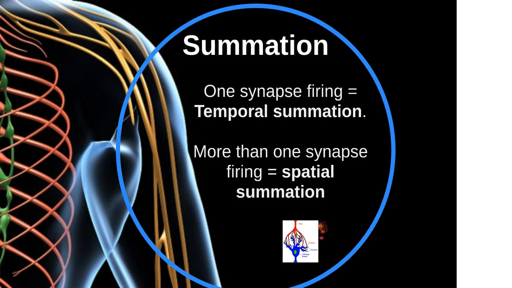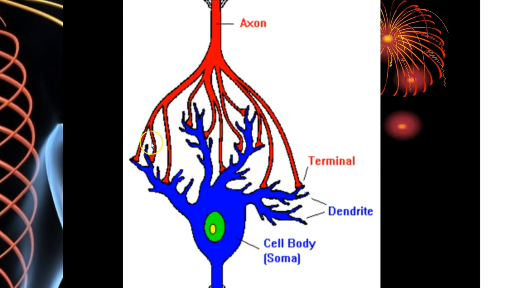We'll just take the picture here and just illustrate that. So if just one of these little guys is firing its messages across and they're making their way to the soma and adding up to the threshold and firing off, that's called temporal summation. And if multiple ones of these, maybe even all of these guys are firing at the same time, you can imagine the threshold is reached much quicker, more information is coming in, and the neuron will fire much quicker. And that's called spatial summation.